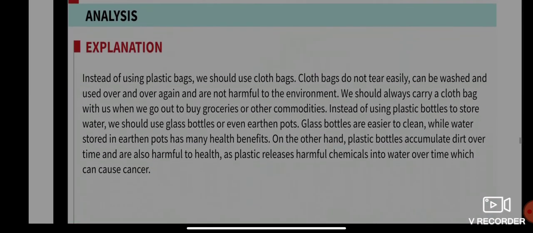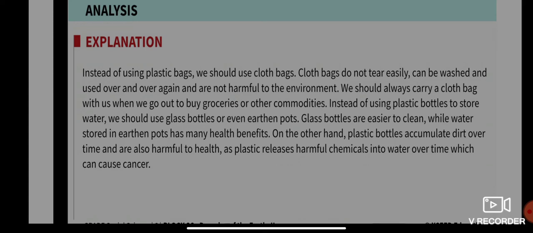Instead of using plastic bags, we should use cloth bags while going to the market. Cloth bags do not tear easily, can be washed, and we can use them over and over again. They are also not harmful to the environment, like plastic. So we should always carry a cloth bag with us when we go out to buy grocery or other commodities.